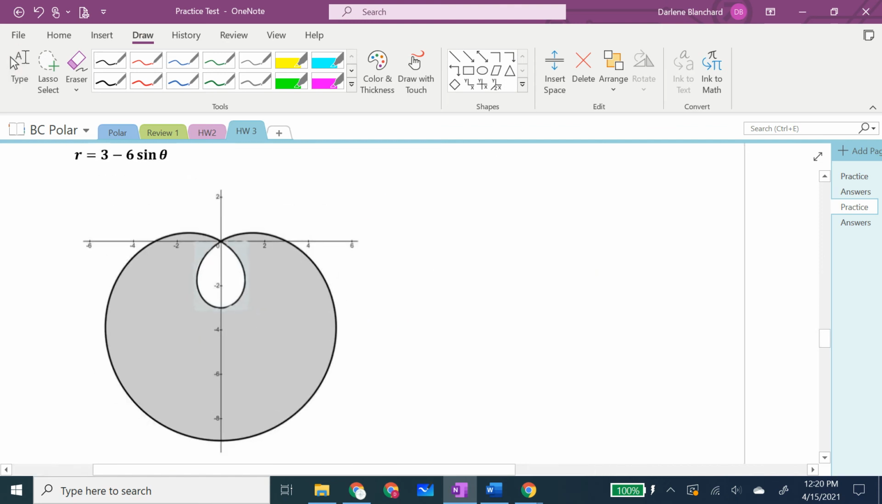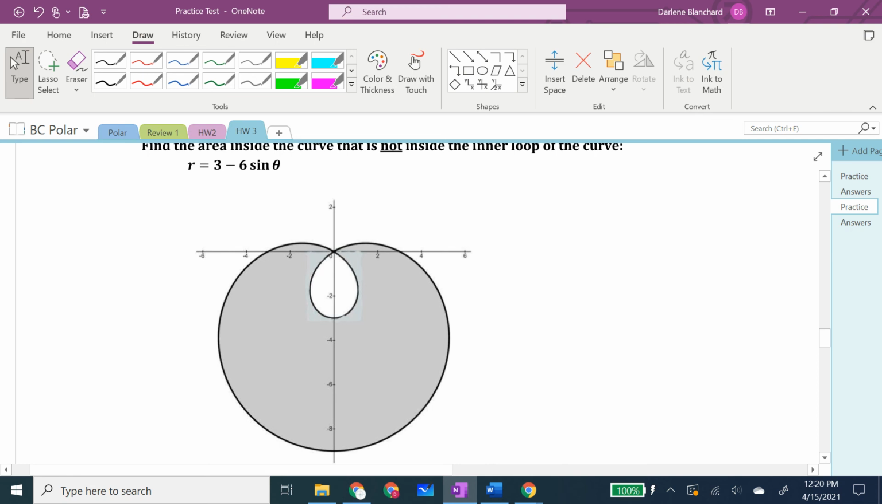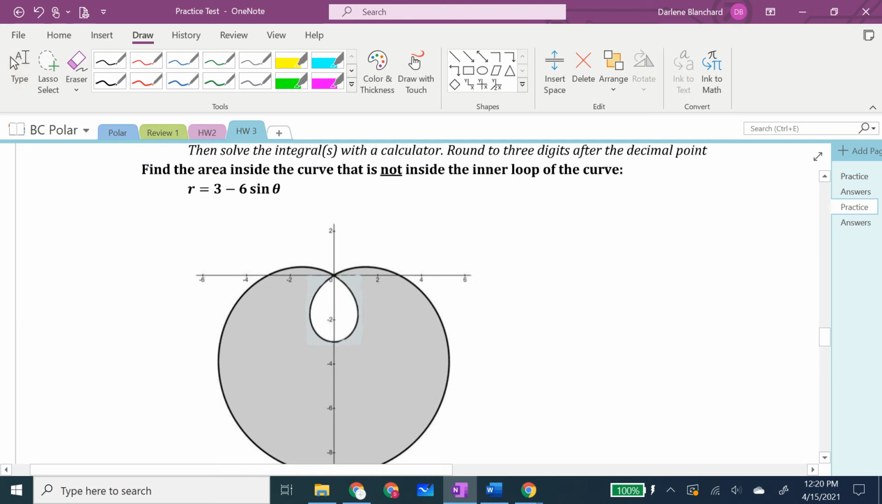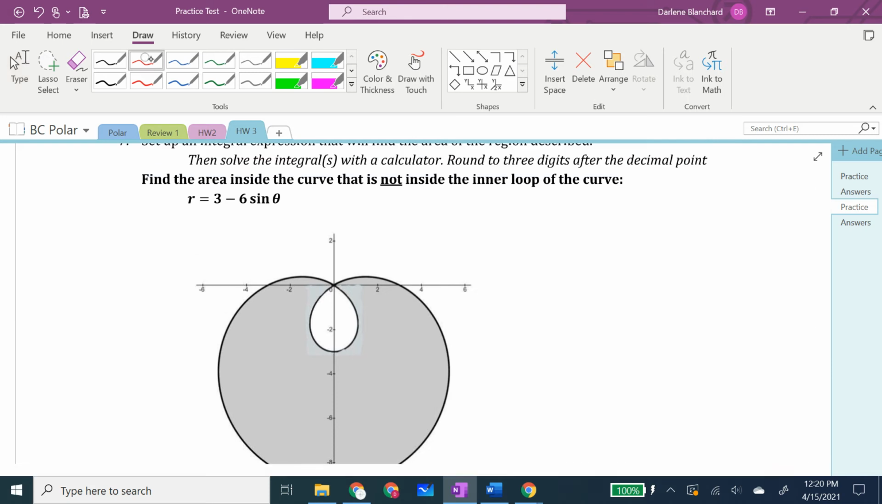This one, because I know it was confusing for some people. To get the area of this shaded region, when you solve for what makes this equation 0, it's sine theta being 1/2. Sine theta is 1/2 at pi over 6, and then again at 5 pi over 6.